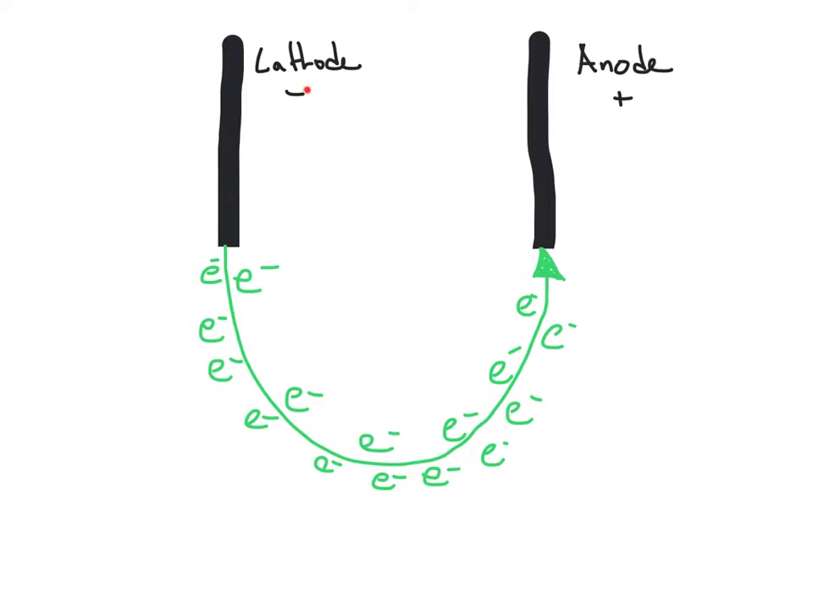The reason the cathode side is negative is because that is the side that the electrons are leaving. Remember, the electrons we represent with this e minus because they have a negative charge, and the anode has our positive charge because that's where the electrons are flowing. That's the attractive side. Let's first analyze what was happening on the cathode side.